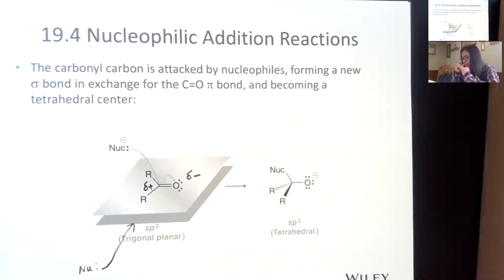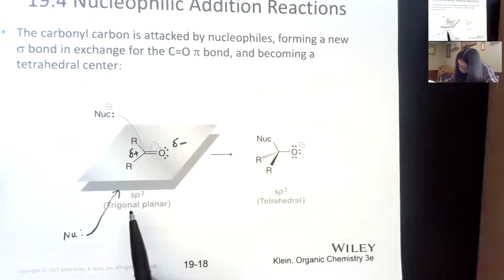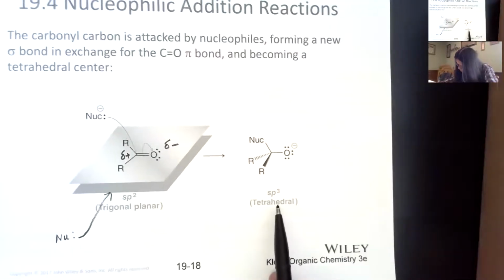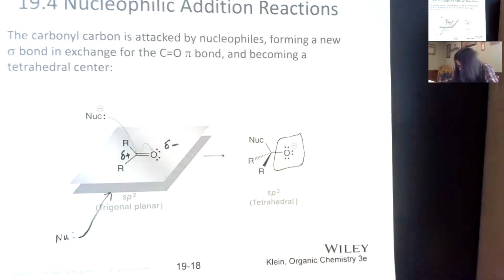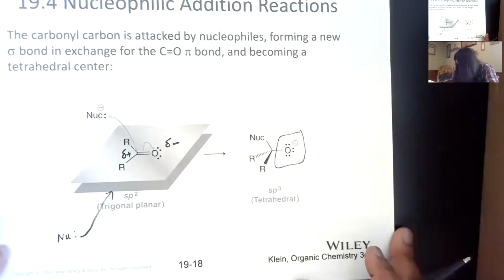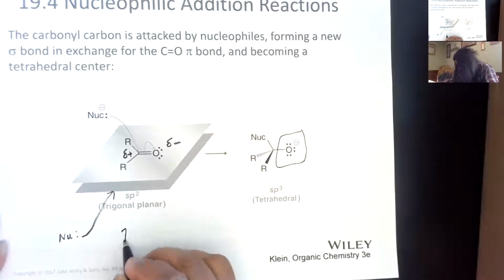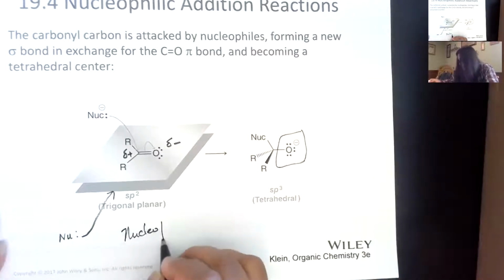Now, what happens? sp2, lots of changes here. Geometry changes, it becomes sp3, and then this has the negative charge. So you have to attach something to that, perhaps a proton transfer to neutralize the charge on the oxygen. Does that make sense? So at least we are seeing here the nucleophilic attack.